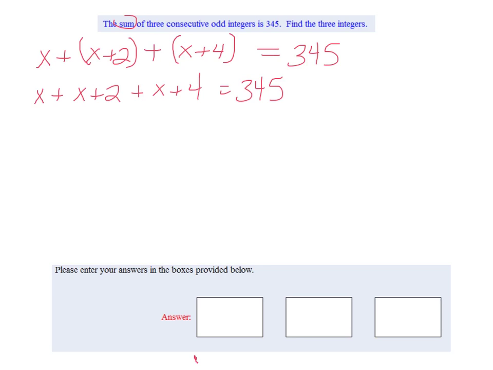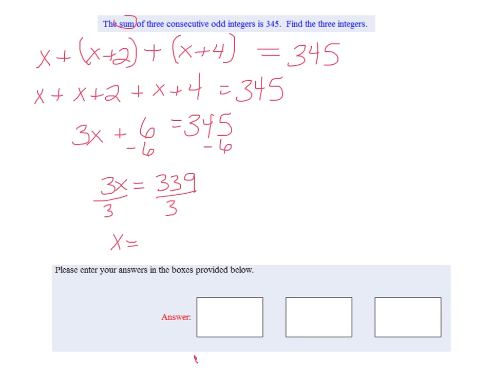So on the left side of this equation, I'm going to look for any like terms that I have, and I've got a bunch. I've got all these x's that can combine, and then I've got this 2 and this 4 that can combine. So an x plus an x plus an x is going to get me a 3x. And the 2 and the 4 is going to get me a plus 6. And now you're down to just a 2-step equation. Let's subtract the 6 to the other side. So 3x is equal to 339. Divide both sides by 3. So x is going to be 113.